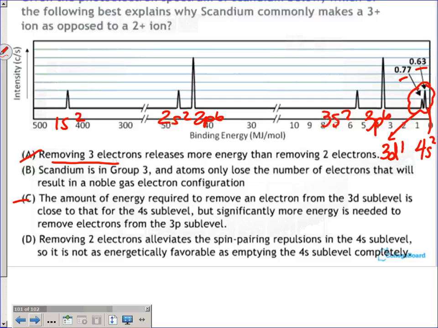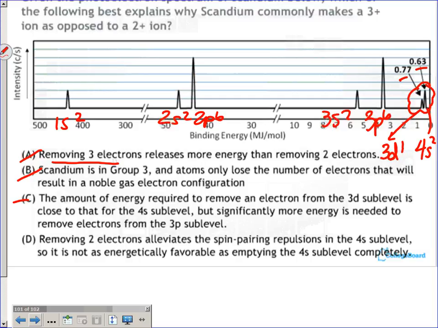Lose the number of electrons that will result in noble gas. Possibly a true statement, but doesn't indicate anything about why the 3d is going, because actually if you lose the 2s electrons, doesn't that result in a noble gas electron configuration? Because you basically go back up to a full 3s2, 3p6, that's a full electron configuration of octet, so that's not a true statement all the time.